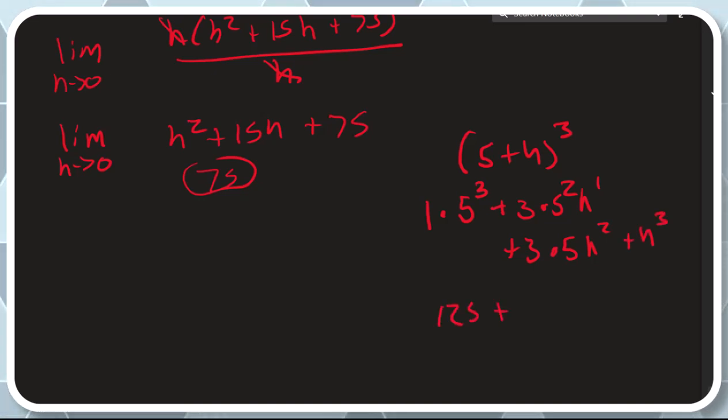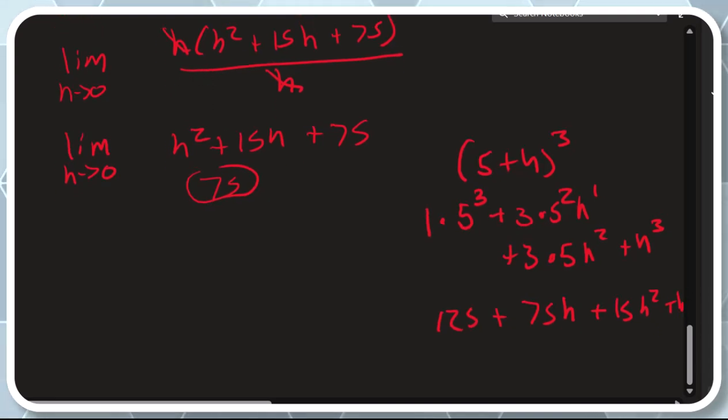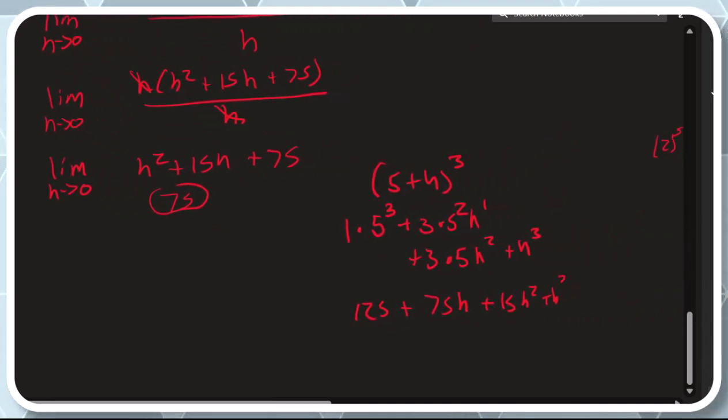So 125 plus 75h plus 15h squared plus h cubed. So I get the same answer, but I didn't have to FOIL anything out. So that's kind of cool. Okay, so the answer was 75. Okay, and then one more question.